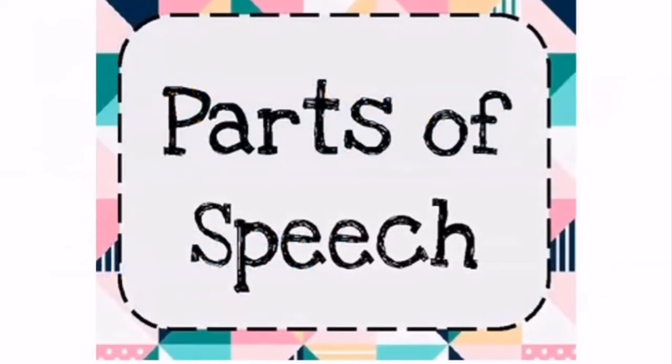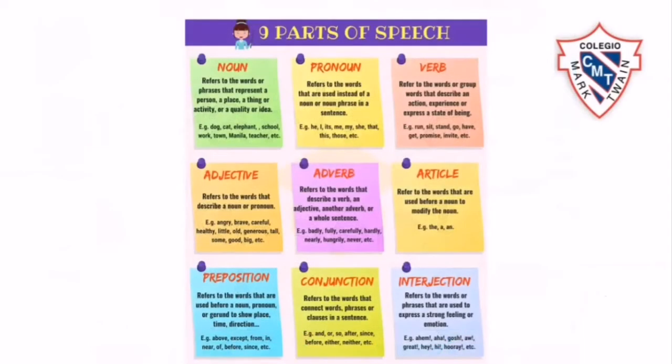Let's start with part of speech. As you can see, here you have 9 parts of speech. Let's start with nouns. A noun refers to the words or phrases that represent a person, a place, a thing, or activity, or a quality or idea. For example, dog, cat, elephant, and so on.